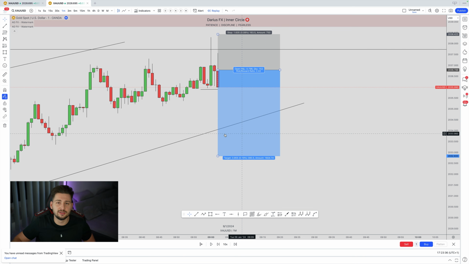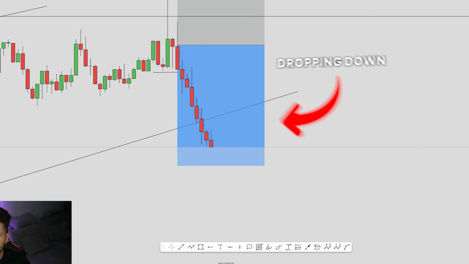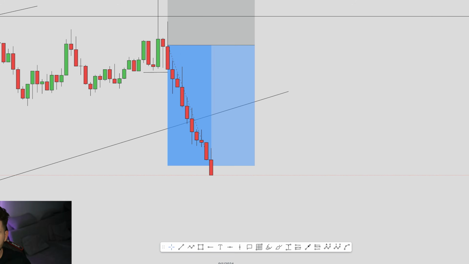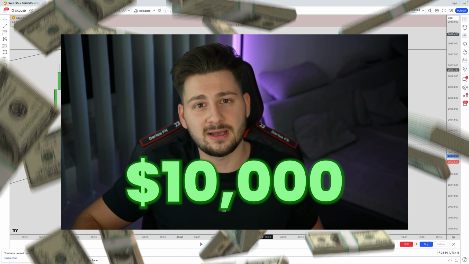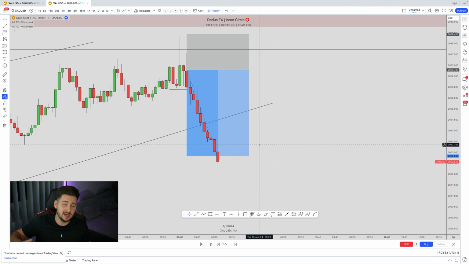So this is just going to validate what the market is supposed to do. It's dropping down lower, and very fast it created 40 pips of movement. Now for me, I risked 30 lots on this trade and I made $10,000 in profit with it. I was happy, I closed it, and that was not the only reason.